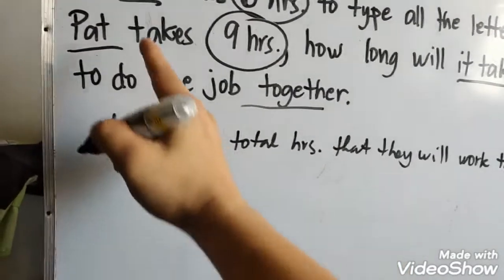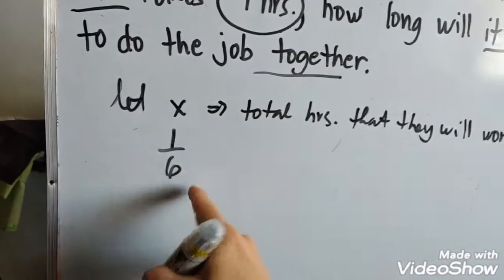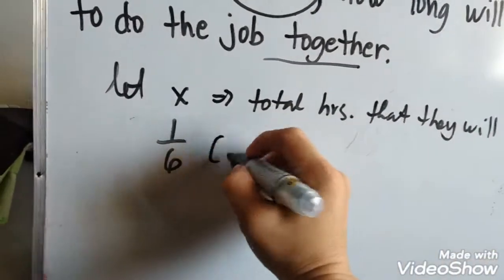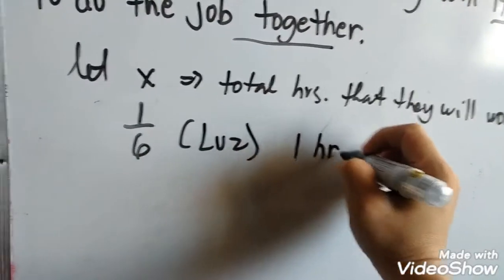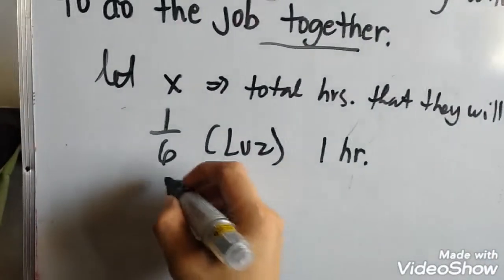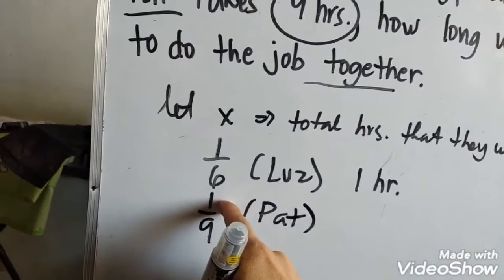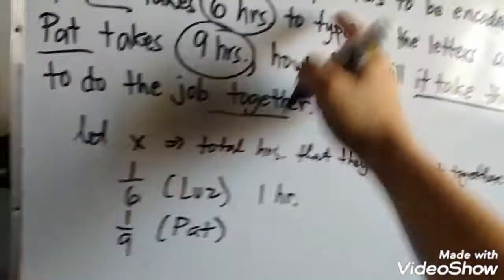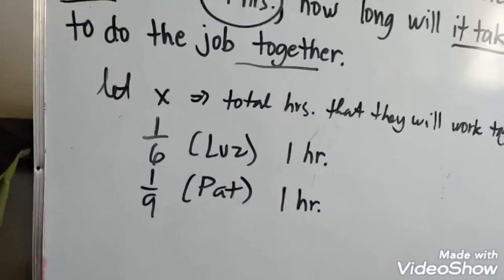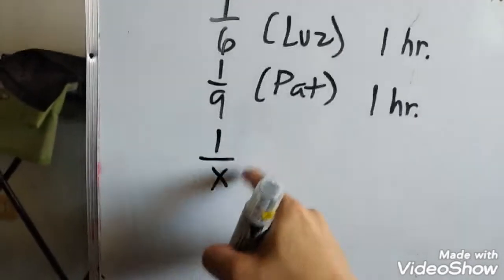Now, if we can represent 1 over 6, that is a part, no? Part siya nung pag-encode ng letter. Part siya ng stack of letters na ma-encode ni Luz for 1 hour. That is part of the stack of letters. While we can represent kay Pat naman is 1 over 9. Ito ay kay Pat. So, ito yung percent ng stack of letters na ma-encode ni Pat sa loob ng 1 oras. Okay?